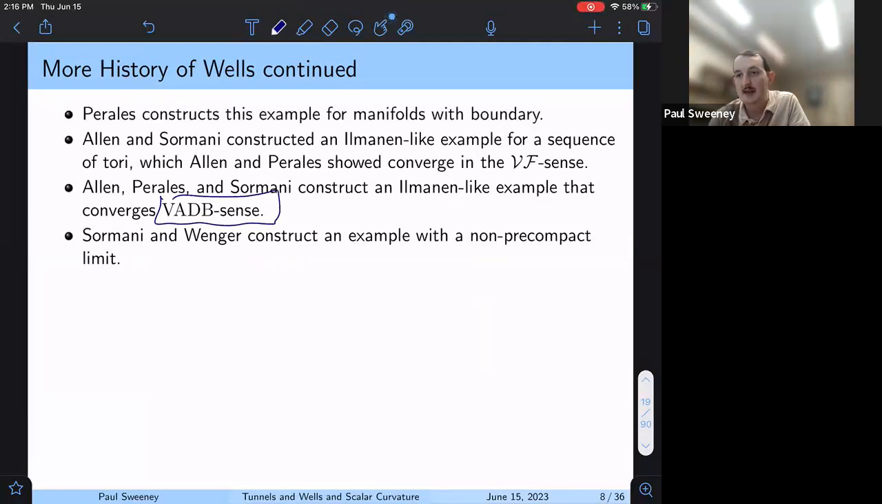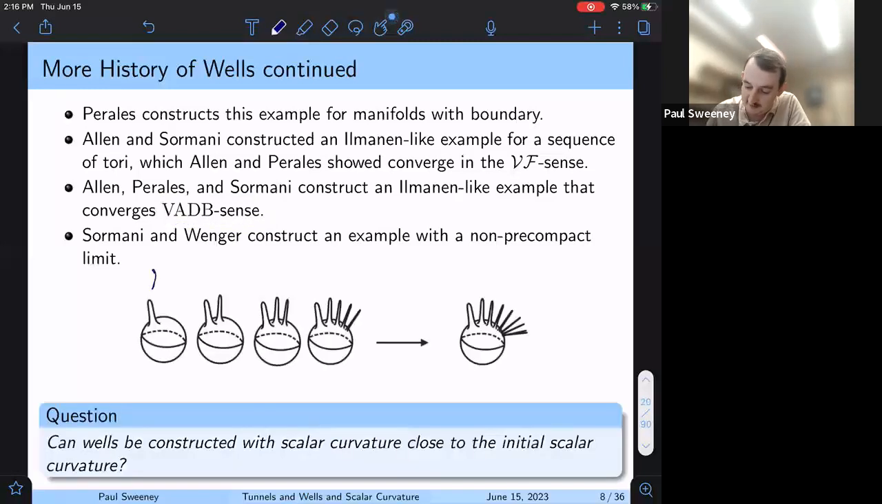And then you can also use wells to construct an example where the limit is not precompact. This picture is a little different. In this picture, the wells persist in the limit. So you just add more and more thinner wells as the sequence goes on, so that in the limit, you have a collection of thin wells all converging kind of at one point. But it won't be precompact because these have too many disjoint balls, again, at the tips of these wells. And so again, we want to ask this question: can wells be constructed with scalar curvature close to the initial scalar curvature?